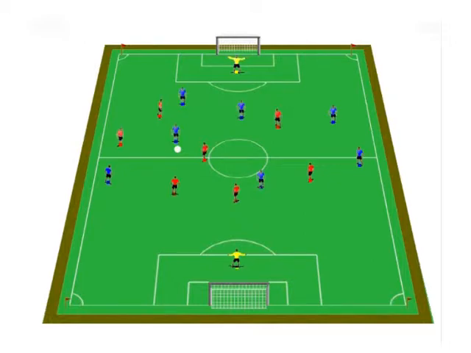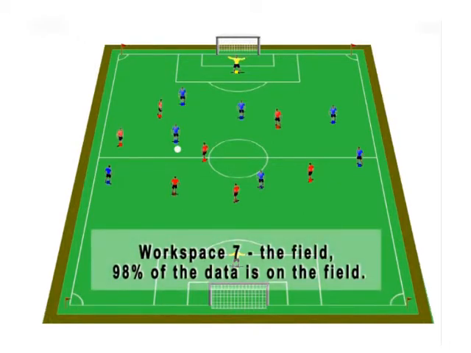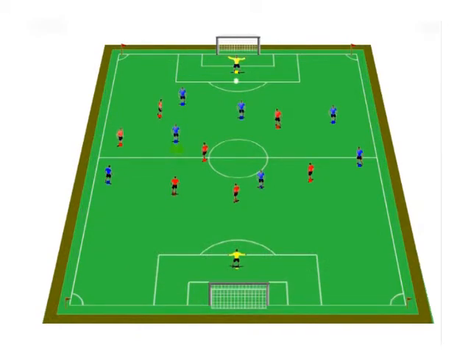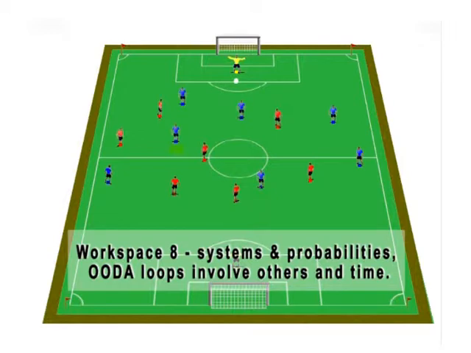The final geographic workspace is the field itself. Unless an object associated with the game is off of it, such as a player taking a throw in, or the coach, data is generated within this area. Systems and probabilities gain prominence when discontiguous workspaces demand attention. The focus on objects in space gives way to time and value.